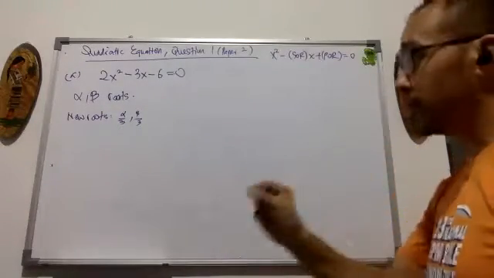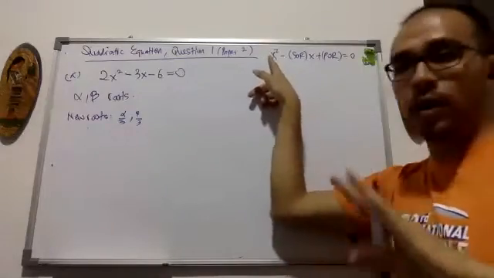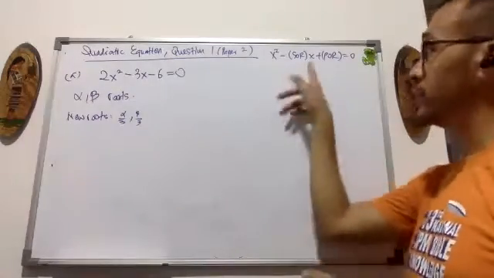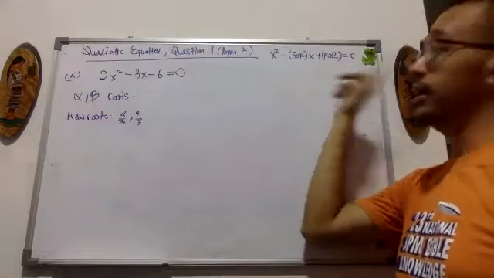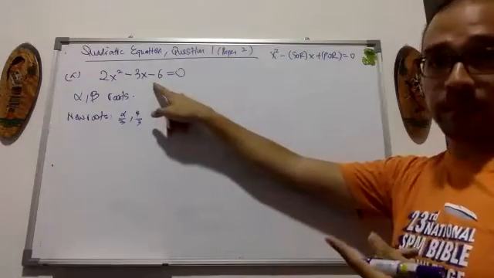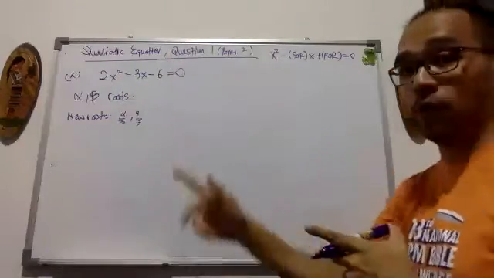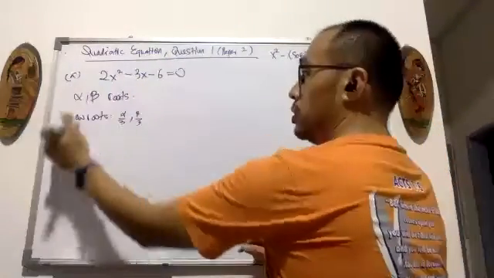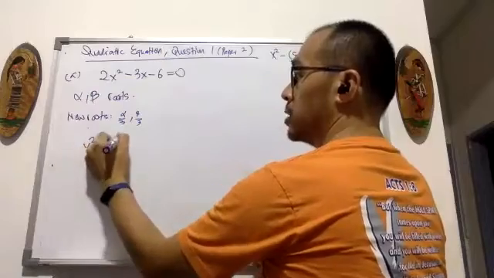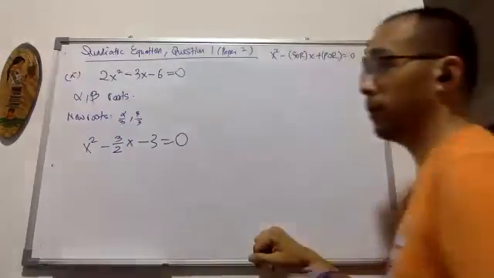But the very important thing that you must note is that the number in front of x squared must be 1. There's no but about it. If you want to use the sum of roots and the product of roots, the number in front of the x squared must be 1. Look at our equation over here. The number in front of the x squared is not 1. So we need to change it a little bit before you can do anything. Changing it, we will get x squared minus 3 over 2 x minus 3 equals to 0.